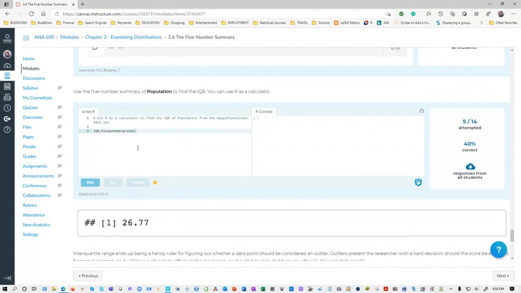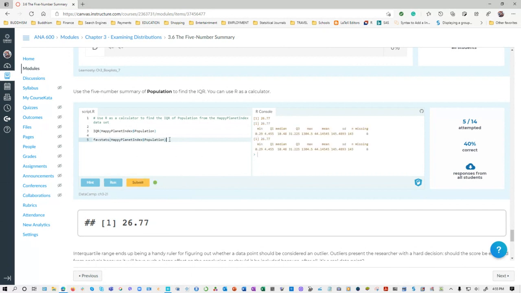Okay, I'm going to do this one in two ways. Okay, happy. For that particular data set, I'm going to run IQR on the population. See? And this will give you 26.77. Another way of doing this, you're going to go ahead and run the summary statistics. Favorite statistics means the statistics of this variable within this data. I give a name for this one.